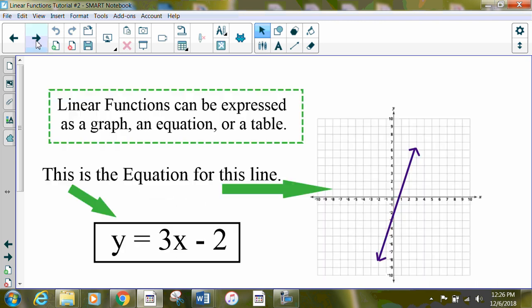Now we're going to talk about how linear functions can be expressed as a graph, as we've seen, or they can be expressed as an equation or a table. Right now we're going to look at the equation y equals 3x minus 2. You're going to have to trust me on this, that this equation actually represents the same linear function as this graph does. So now we're going to focus on equations of lines.